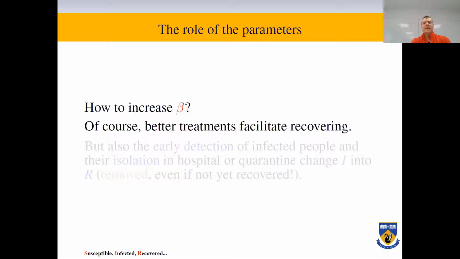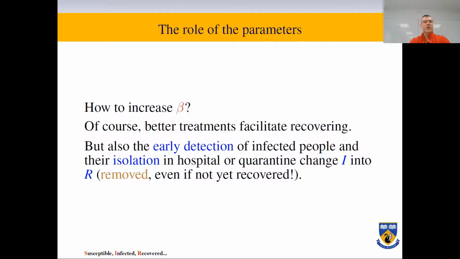The role of beta is somehow the one of facilitating recovery. So better treatments facilitate recovery, but also early detection of infected people and more careful isolation changes beta, because once you set things into a mathematical framework, the fact that the person is actually recovered or is just removed from the dynamics plays the same role in the equation. So if you have an early detection of infected people and you put the infected people into a strict isolation, then they cannot transmit the disease anymore. And so by all means in the equation, we have increased beta.